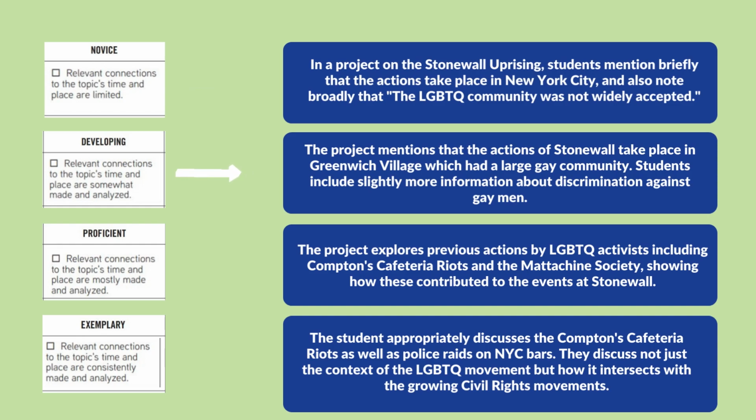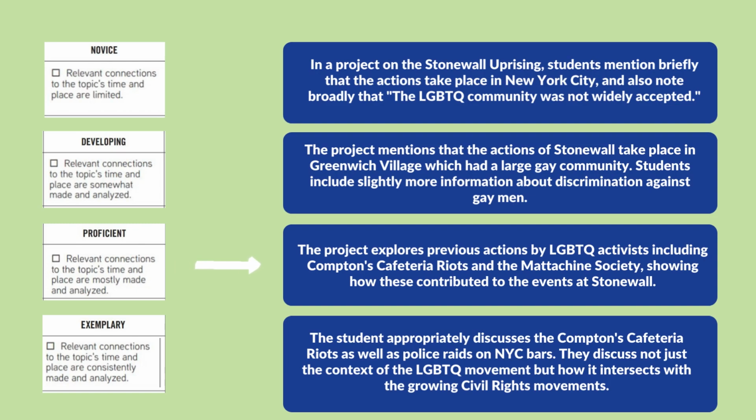A developing level project will have more details and analysis. For example, a student might make connections between discrimination against LGBTQ people and the tensions that sparked the uprising. They might also mention that Greenwich Village had a large gay community. Look for the ways the student has connected the context of the topic, as it might not be clear.